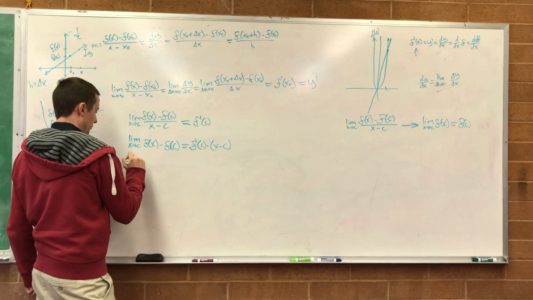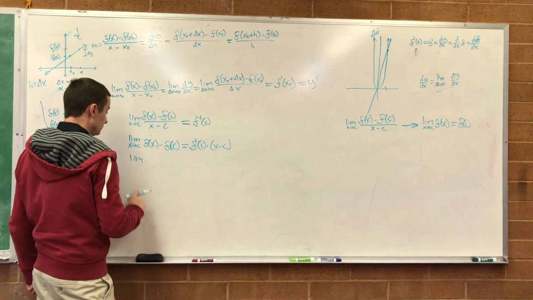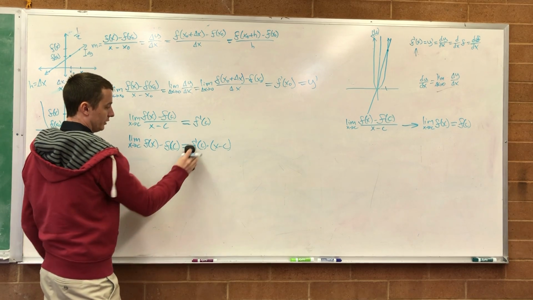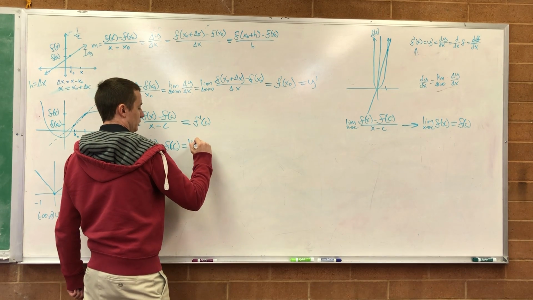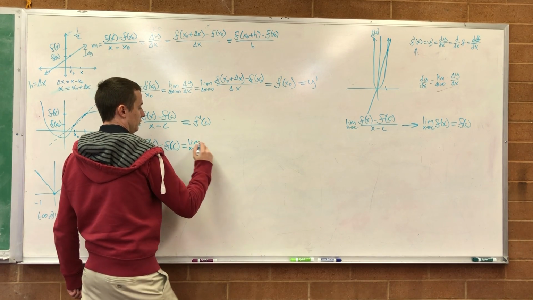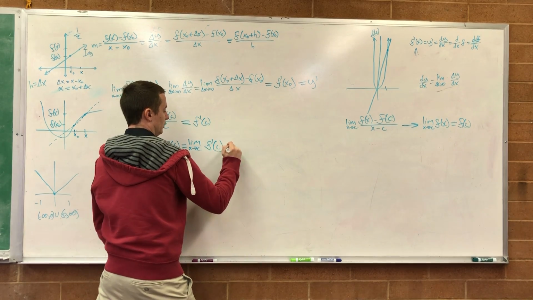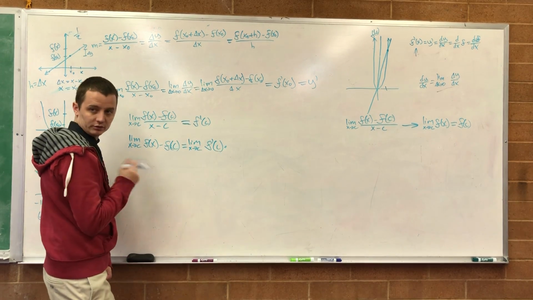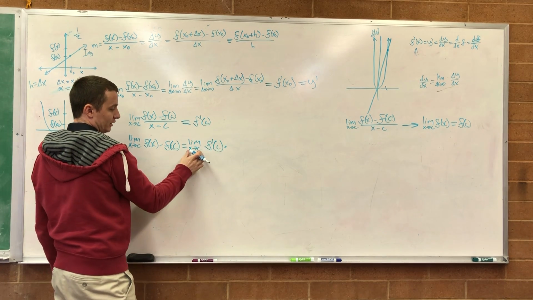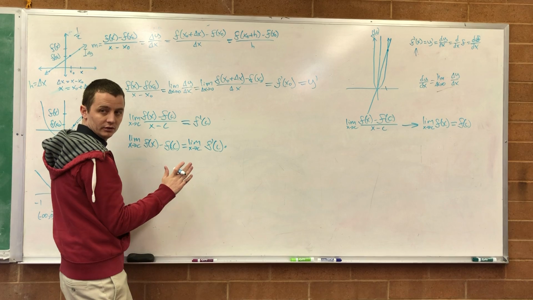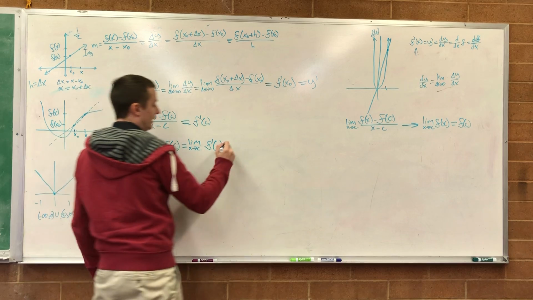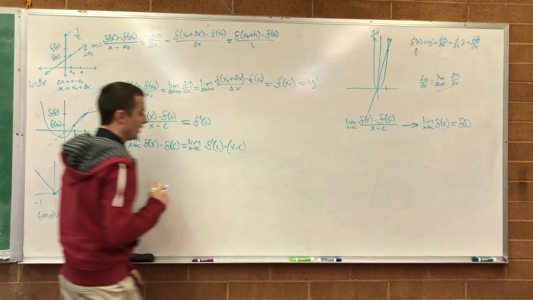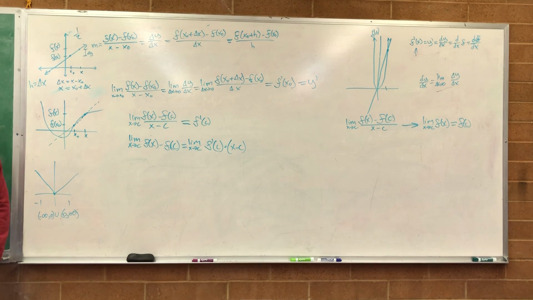Now we also need to take the limit over here since x is approaching c. So this is equal to the limit as x approaches c of f prime of c times x minus c. Remember f prime of c is just a number, it's constant, and the limit of a constant is that constant, so there's no problem with adding that there. Then you add f of c to both sides.